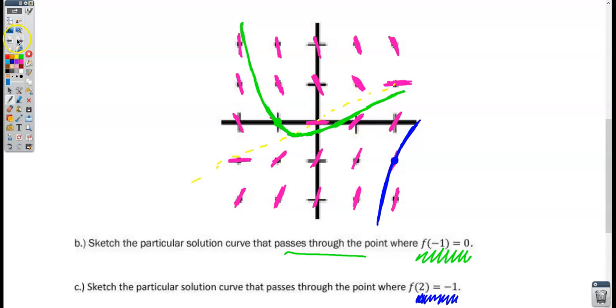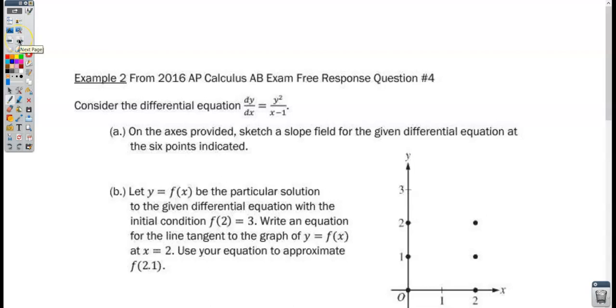fields. So we'll go ahead and we will start with our example number 2 here, which is from the 2016 AP Calculus exam. This is AB exam free response question number 4. Well, a couple of parts of AP Calculus AB exam free response question number 4. It starts us with the lead-in. Consider the differential equation dy dx equals y squared over the quantity x minus 1. On the axes provided, sketch a slope field for the given differential equation at the 6 points indicated.